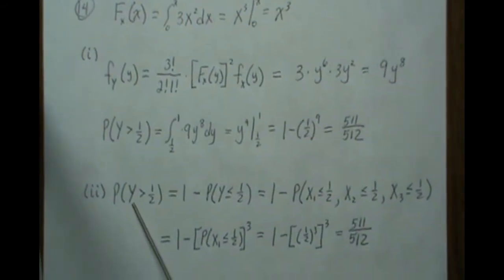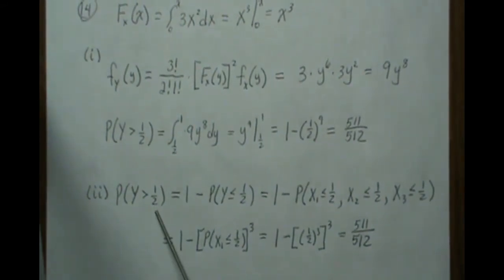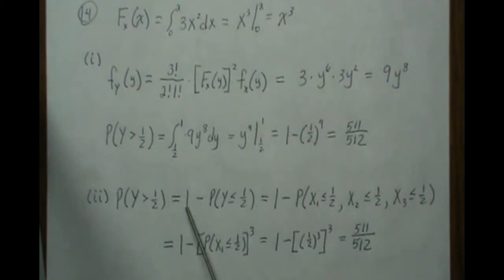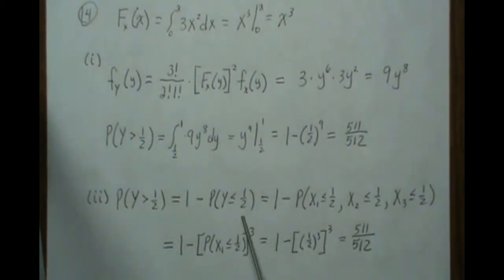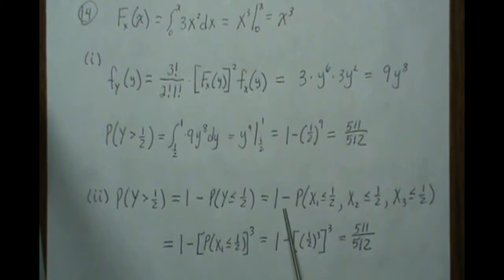The probability that y is greater than 1/2 is equal to 1 minus the probability that y is less than or equal to 1/2. And now this is saying that the maximum of x1, x2, x3 is less than 1/2. That means that all three of them have to be less than 1/2. So this probability is the same as this. And of course, the 1 minus stays the same.